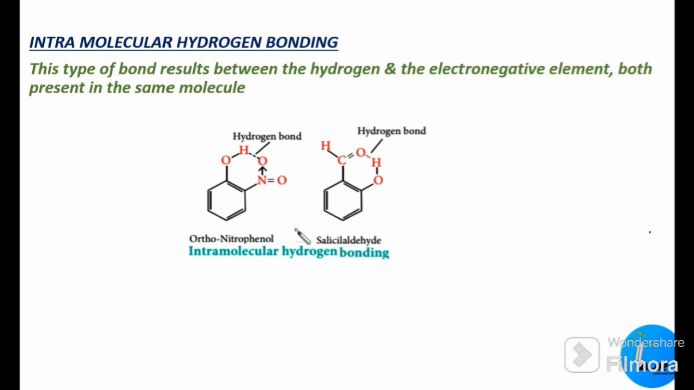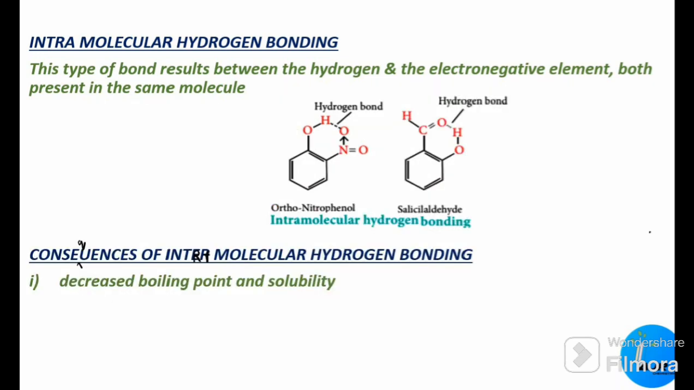So now we have some consequences here too. Consequences of intramolecular hydrogen bonding. See, decreased boiling point and solubility. This type of bonding decreases the boiling point of the compound. The reason is that we could see the hydrogen bonding within the molecule, not outside. It is not formed between different molecules of different substances or the same substance, but within the molecule, between hydrogen and an electronegative element of the same molecule. So it is enough to spend a little temperature for the substance to boil. That's why the boiling point is decreasing.